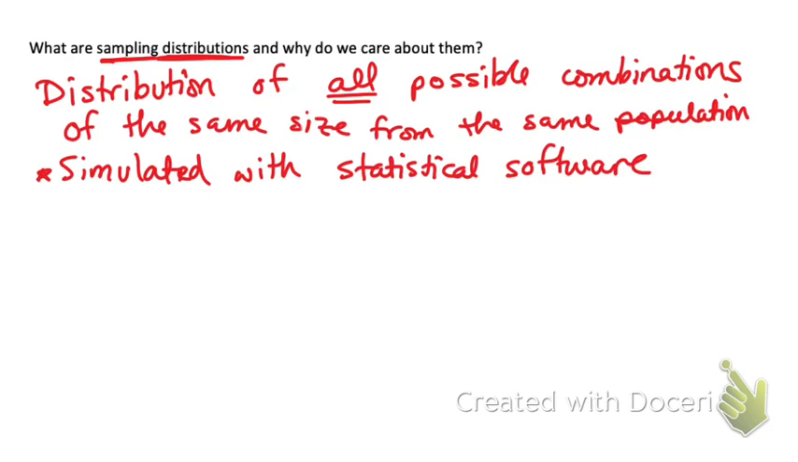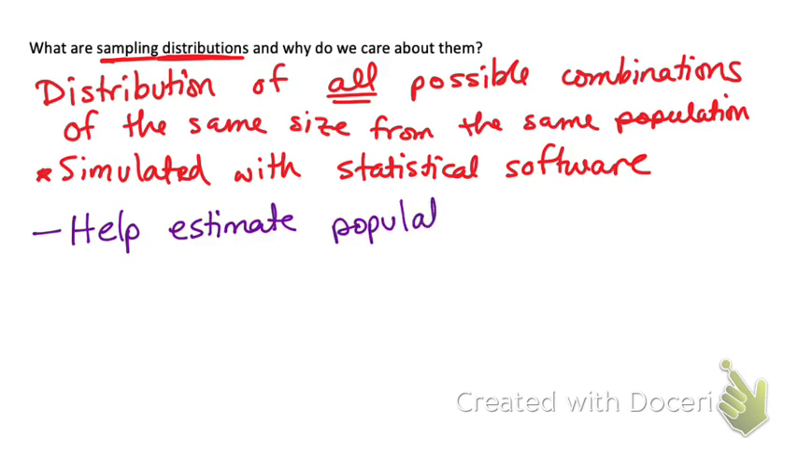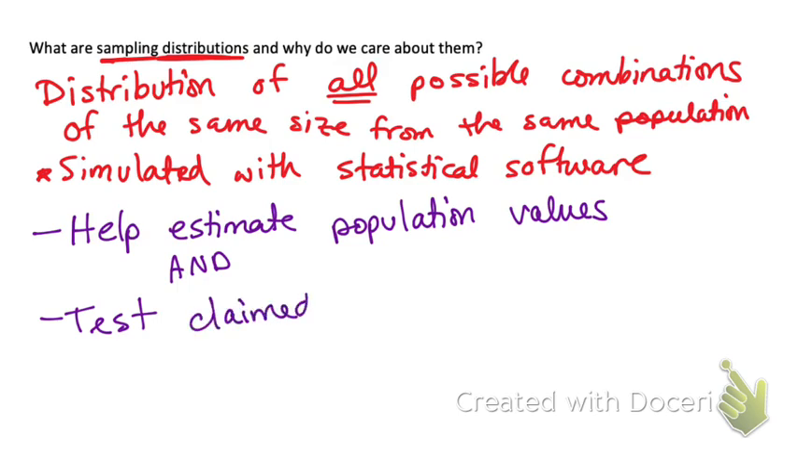Why is there an entire chapter about them? What are they doing for us? They are going to help estimate population values, and they're going to test claimed values. The Arizona Iced Tea claims that they're putting 20 ounces in your bottles, but are they really? We can test it using a sampling distribution.